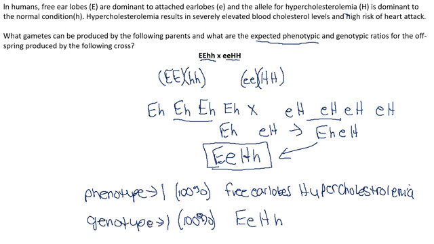All right. That one was relatively easy. You can save yourself a whole lot of time and not do this by just looking at the cross in a little more detail before you really get started. Now, if you're not sure, always do the Punnett square.